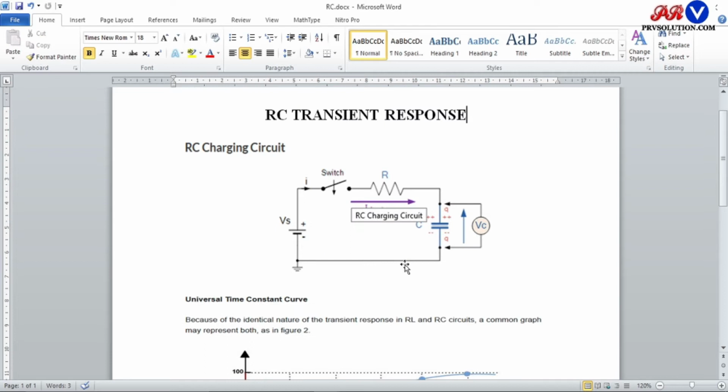So we will simulate the same circuit using some different values of voltage, resistor and capacitor. So let us start simulating the RC transient circuit.